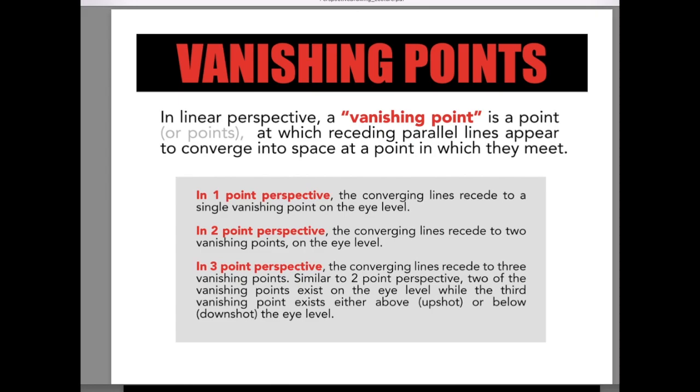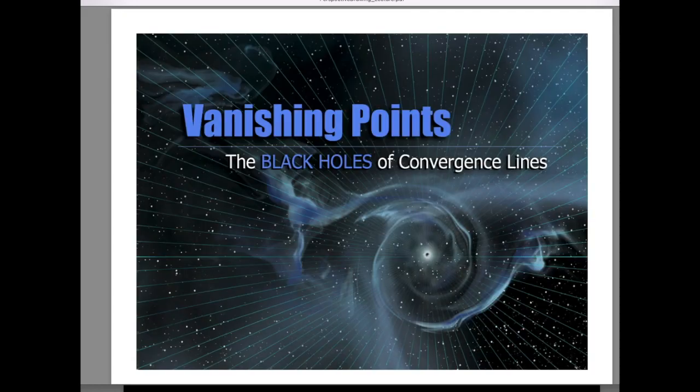Similar to 2-point perspective, 2 of the vanishing points exist on the eye level, while the third vanishing point exists either above or below the eye level. And we will get into more detail of that in a minute. Vanishing points are where all converging lines meet.